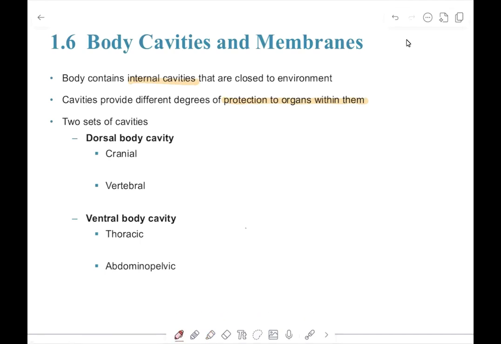So, for example, we would say that the dorsal cavity is blank to the ventral cavity. And this could be an example of an exam question or a quiz question. So you'd have to be able to fill in the blank. And since the dorsal cavity is behind the ventral cavity, we would say posterior.